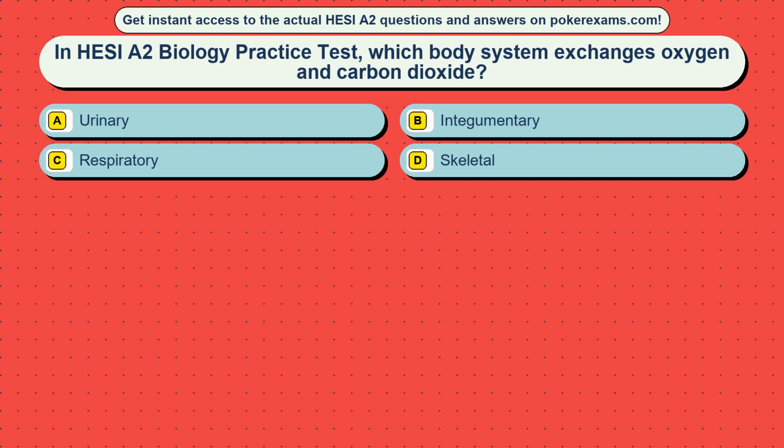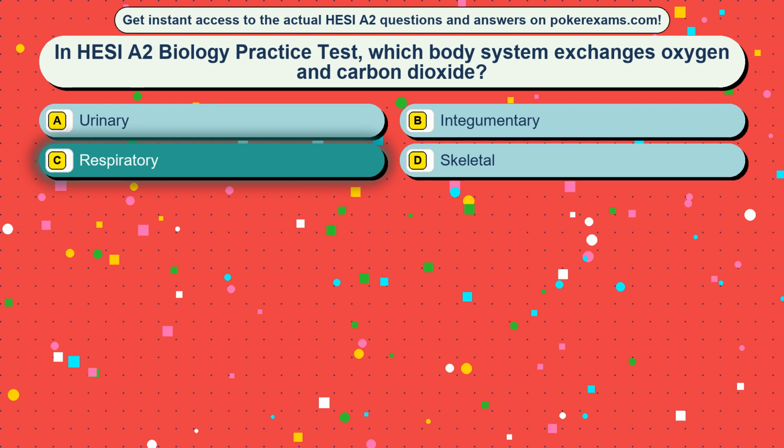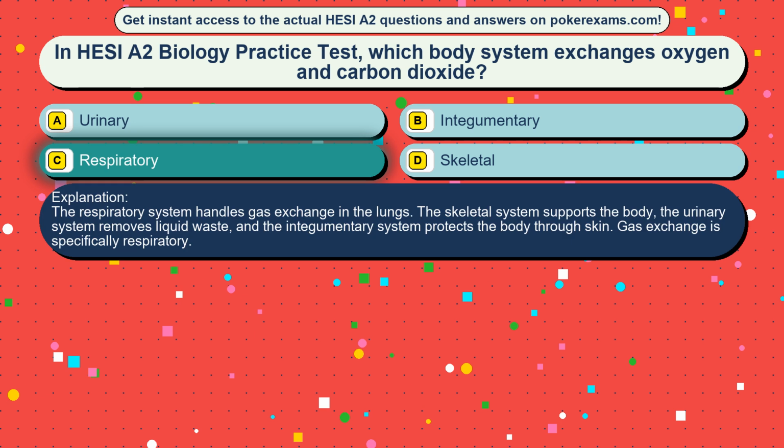Question 43. On the HESI A2 Biology practice test, which body system exchanges oxygen and carbon dioxide? Option A, urinary. Option B, integumentary. Option C, respiratory. Option D, skeletal. The correct answer is option C, respiratory. The respiratory system handles gas exchange in the lungs. The skeletal system supports the body, the urinary system removes liquid waste, and the integumentary system protects the body through skin. Gas exchange is specifically respiratory.